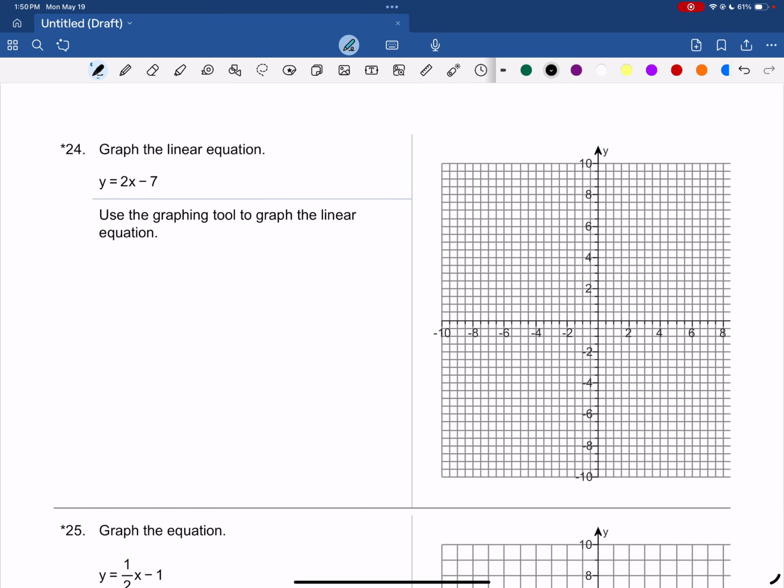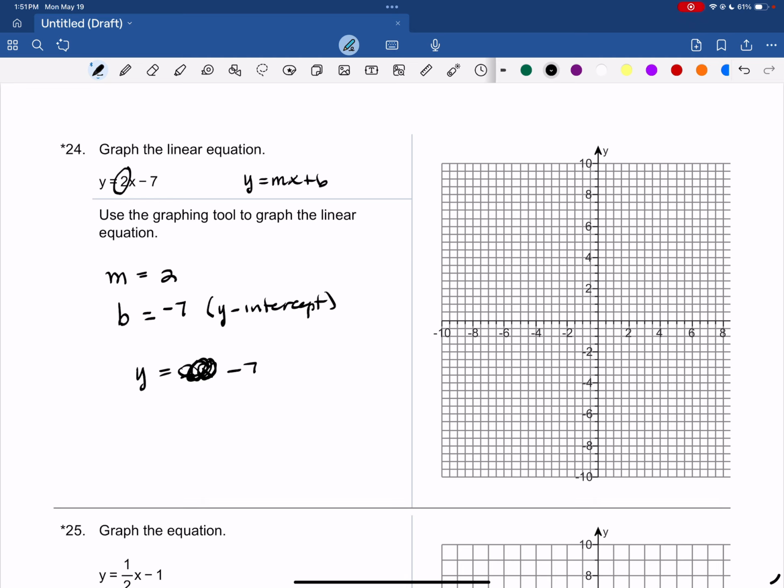Graph the linear equation y equals 2x minus 7. Now notice in this case, it's in y equals mx plus b format. So my slope is 2. It's always the coefficient of x when solved for y. And my b value is negative 7. And this is the y-intercept. Because look, if I take y equals 2x minus 7, and I let x be 0 here, y is negative 7. So that y-intercept is hanging out at the end when it's solved for y.